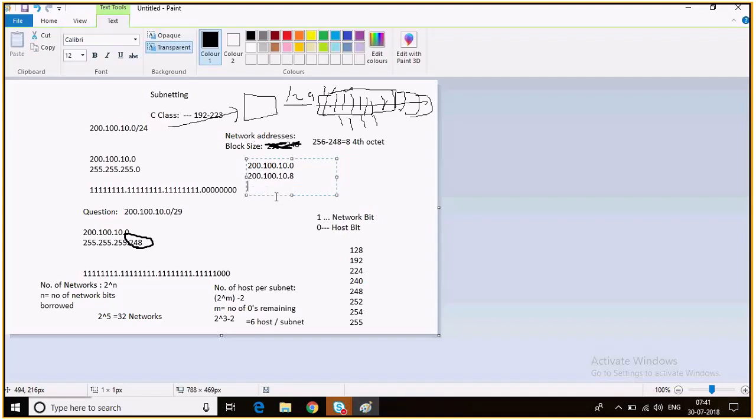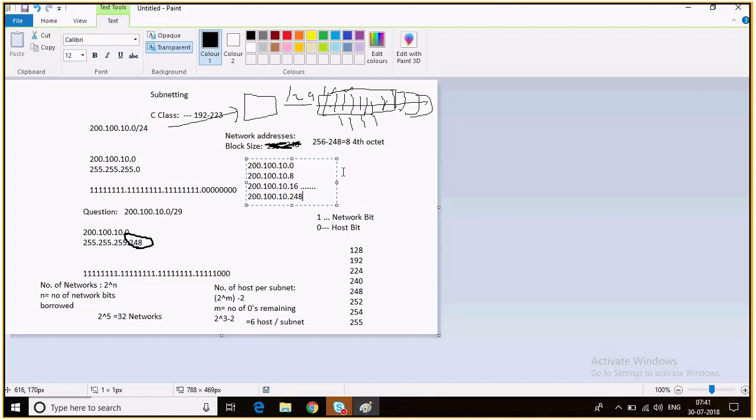Similarly, when I keep on adding 8 to it, I'll get the multiplication table of 8, right? So 8, 16, 24, and all this. It will go on till some place, so it will finally end up at 200.100.10.248. Once I add 8 again, I'll get 256, which obviously I cannot write. So these are all the network addresses that I have.